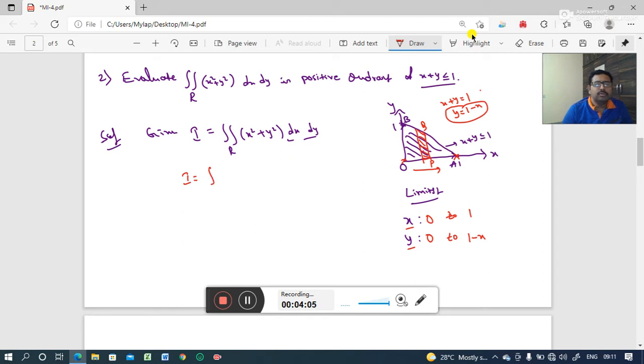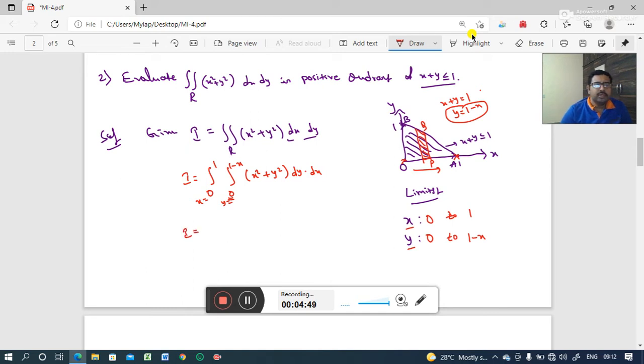I is equal to, so your constant limits are from 0 to 1. The second integral takes the limit 0 to 1 minus x of x square plus y square. What is your order of integration? First you are integrating with respect to x or y. It depends on your innermost integral. Your second integral is 0 to 1 minus x, which means these are the limits of y, and 0 to 1 are the limits of x. Therefore first we integrate with respect to y, then with respect to x. Therefore you write dy dx.